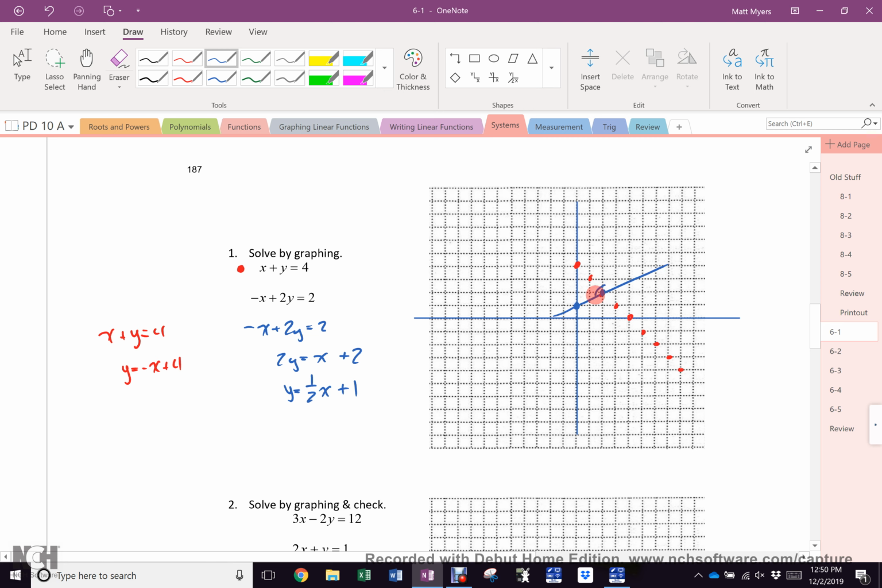Hey, and what do you see right there? An intersection. At what point? Right 2, up 2. So what point is that? 2 and 2. (2, 2). And I'll use purple because red and blue make purple. Now, does it work? Is 2 plus 2 4? Is negative 2 plus 4 positive 2? Yeah. So did I do it right?